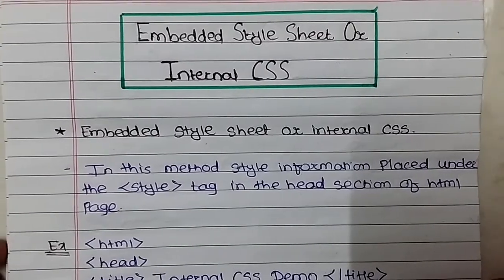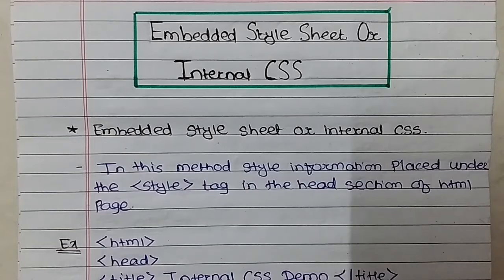Hello students, in the earlier video we learned the inline cascading style sheet, and in this video we will learn the embedded style sheet or internal cascading style sheet. What is meant by an embedded style sheet? It is used to apply CSS on a single document or page. It can affect all the elements of the page, and in this method the style information is placed under the style tag.